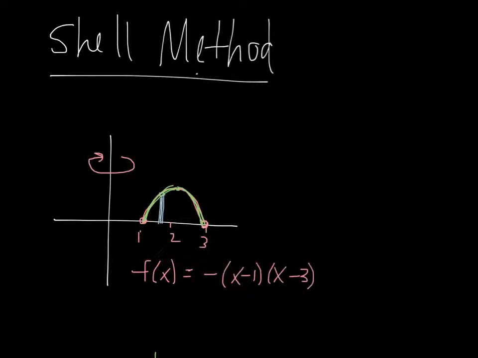But in order to do it the way we've been doing it, we'd have to somehow get two functions and do outer minus inner, right minus left. So clearly this is not easy. It's doable, but it's not easy.